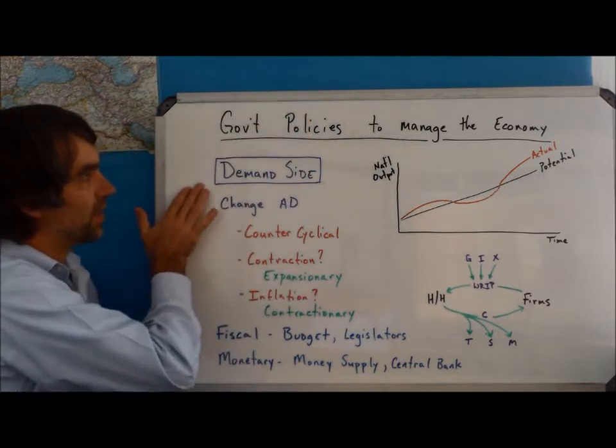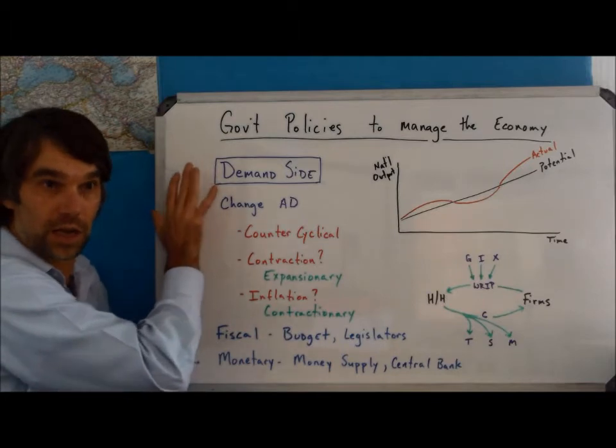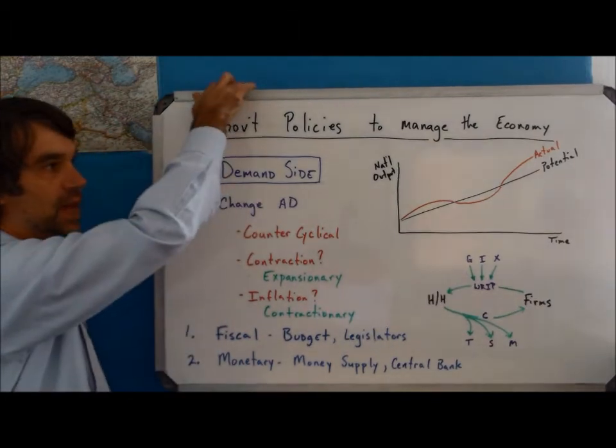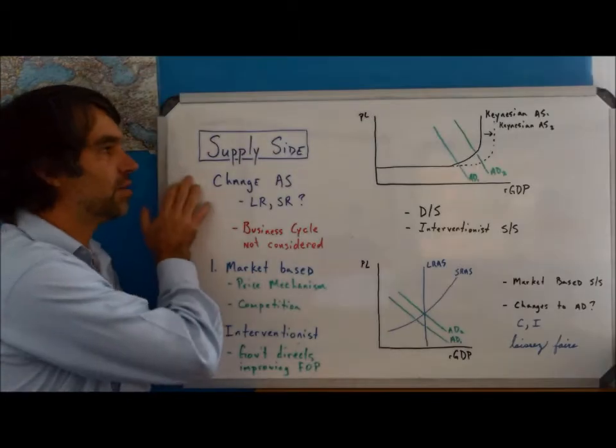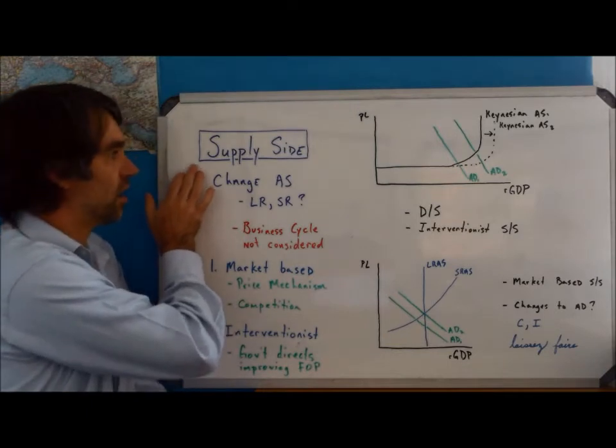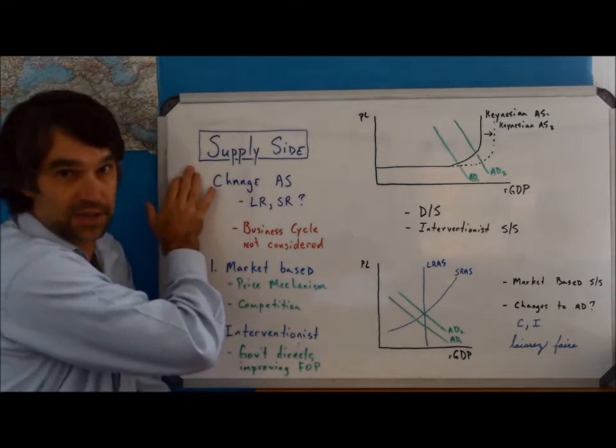So demand-side policy is one major branch of how the government attempts to manage the economy. The other major branch, as you may have guessed, is what we call supply-side policies.